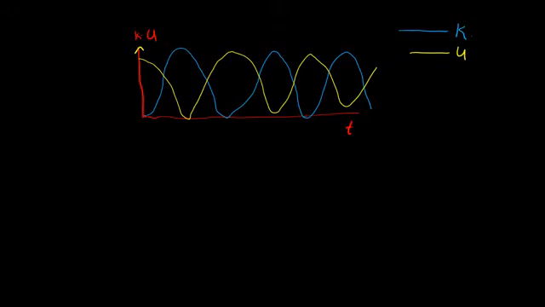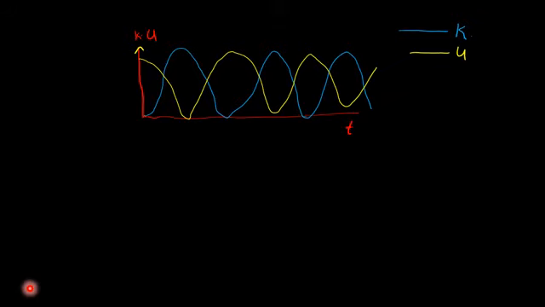From this graph you can see that whenever the potential energy is maximum, then at the same instant, the kinetic energy will be minimum. So here, when the kinetic energy is maximum, then potential energy is minimum. So it means that total energy varies between the kinetic energy and potential energy.